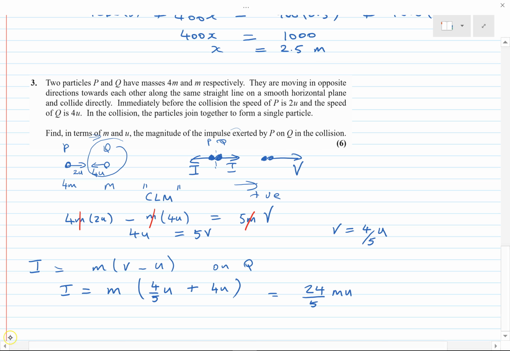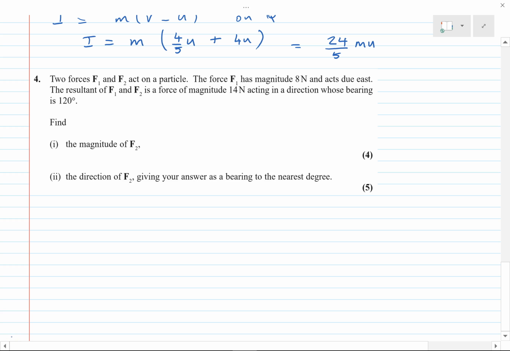Okay, let's look at question 4. So question 4 is a forces question, resultant of forces. We must be careful with these questions to read carefully what's going on, because we've got a force F1 which is due east of 8 newtons, but we've got the resultant which is going in that direction, made up of that and force F2, which is 14 newtons.